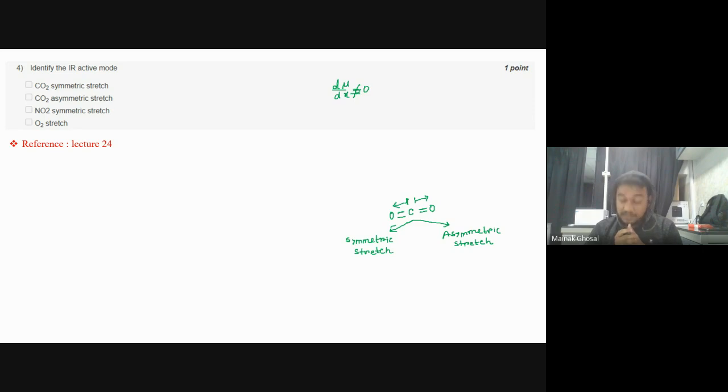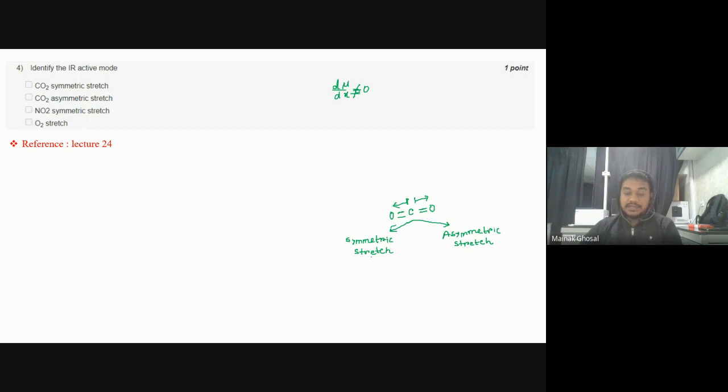Zero, because you can see here these two, from C to O, this is the dipole direction, and another dipole direction is that. Since these two oxygens are equivalent, they will cancel out each other. So at the ground state, when there is no vibration, your dipole moment is zero.